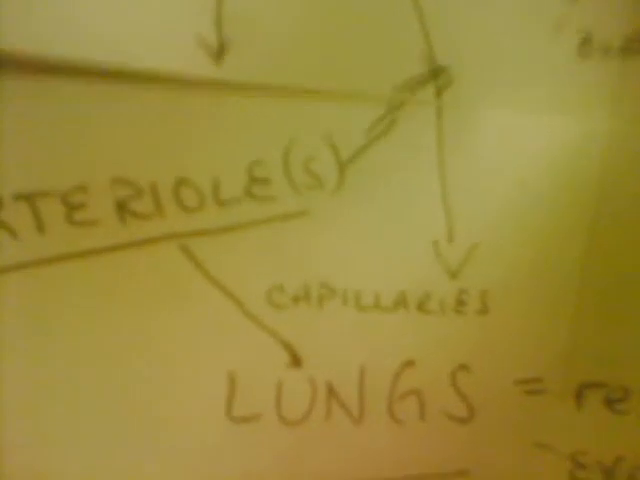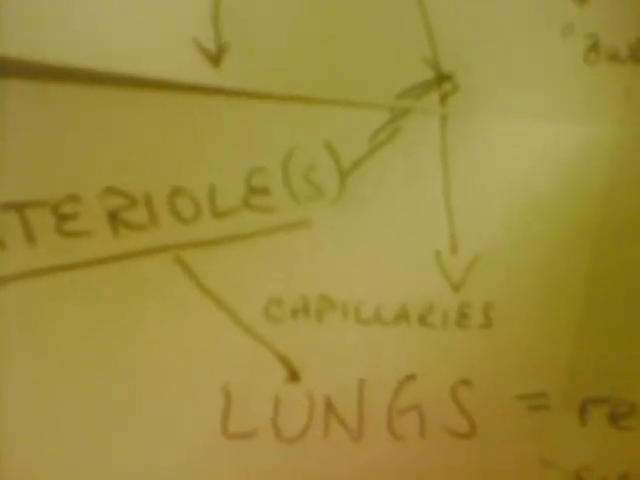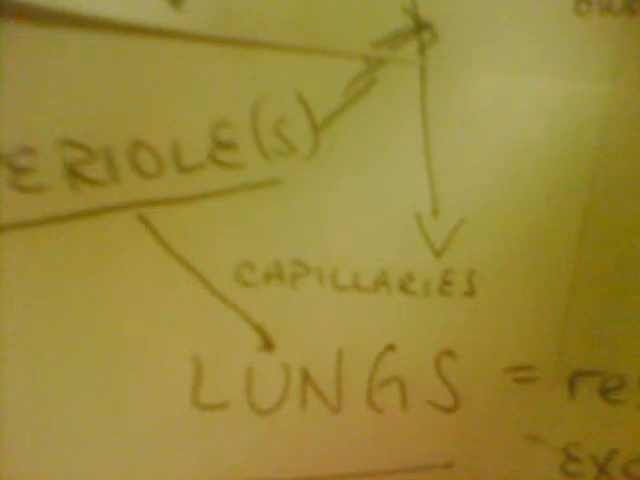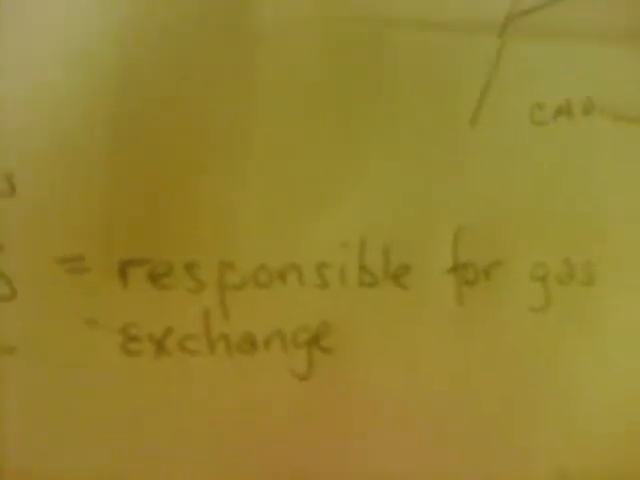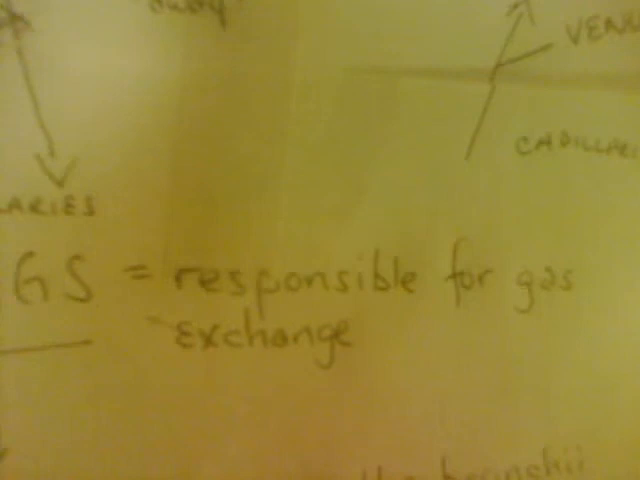So the artery becomes an arteriole, and then the arteriole becomes smaller and smaller until it becomes a capillary itself. And the capillary is actually now small enough that it can be inside the lung. The lungs are responsible for gas exchange.